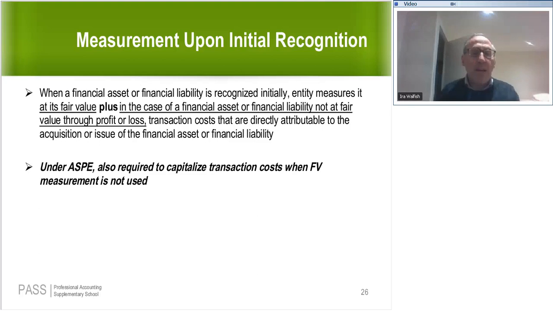The same thing is true under ASPE. We're going to see much later on tonight that under ASPE, there's also a classification where you measure a financial item at fair value. And there also, if you use that option under ASPE, once again, you would not capitalize transaction cost. When you use the fair value option, you would expense transaction costs. Otherwise, similar to IFRS, you capitalize transaction costs.